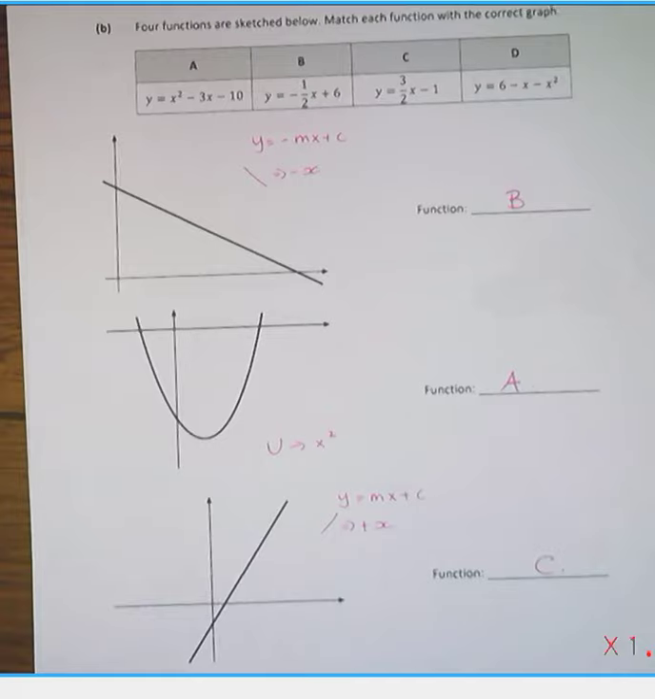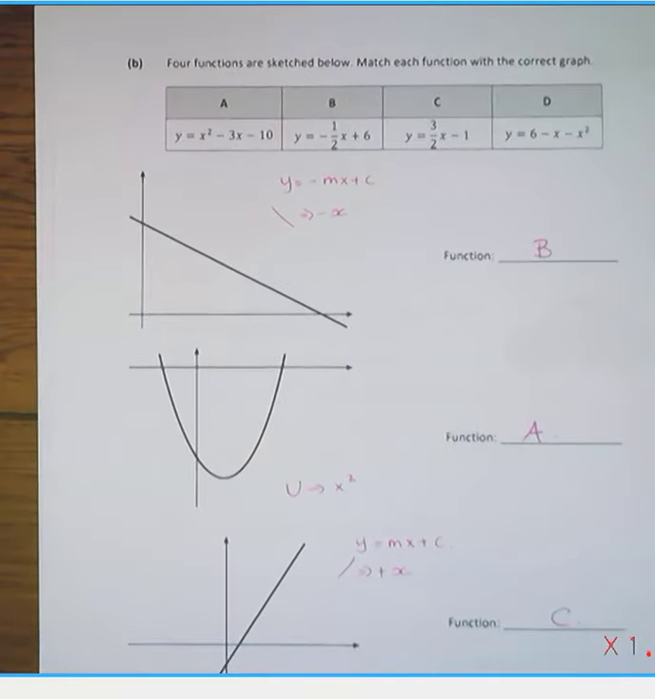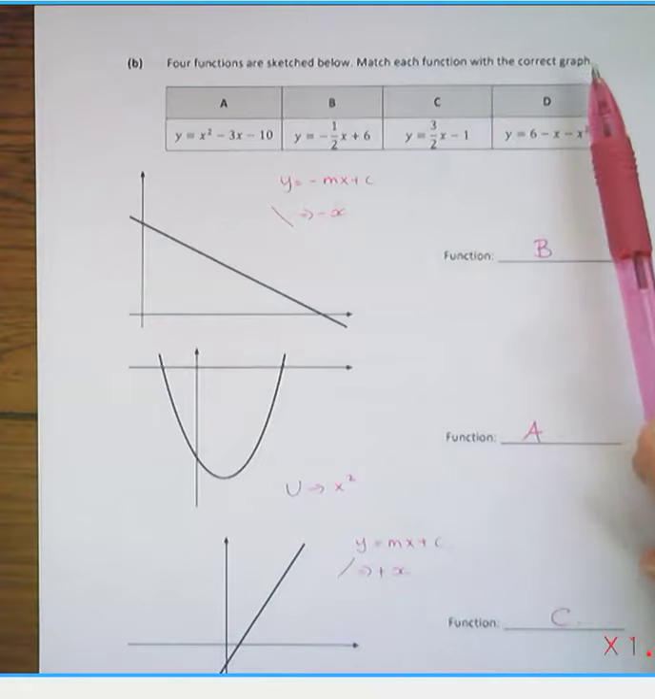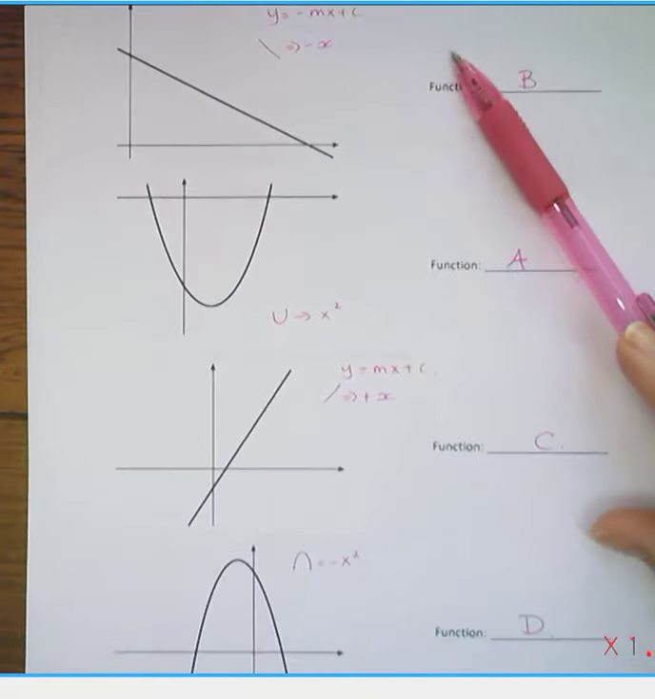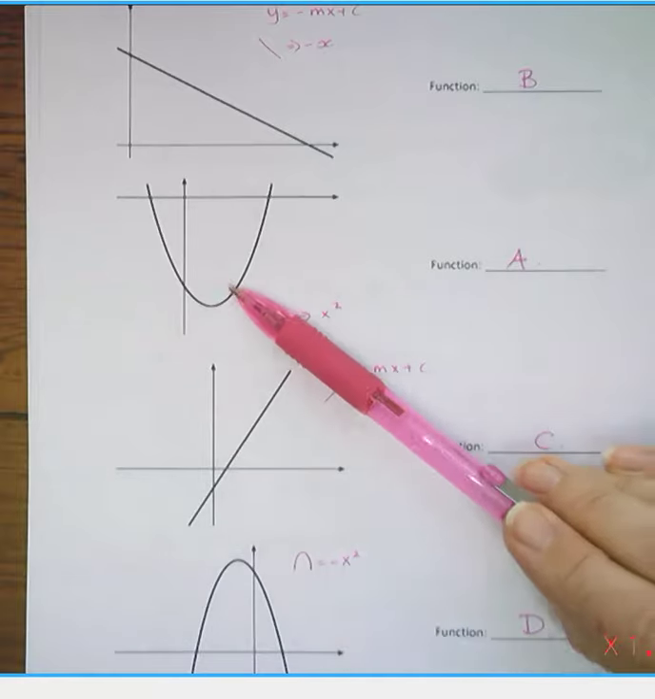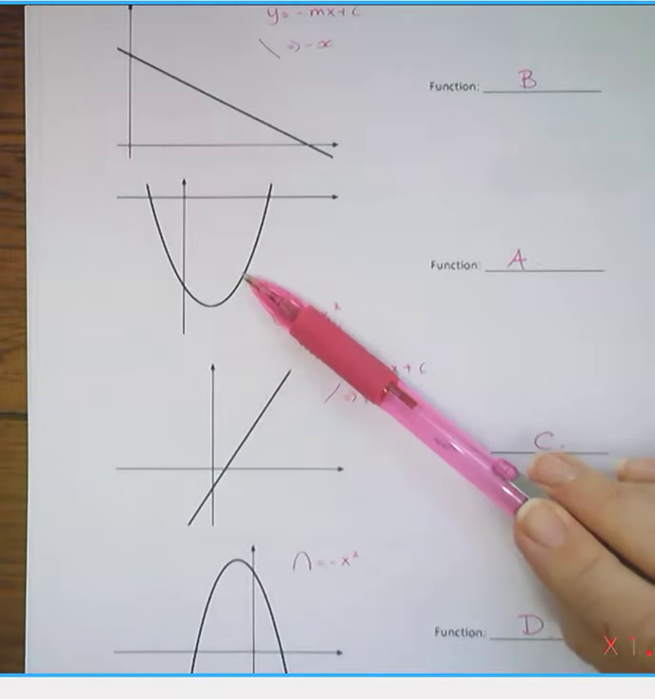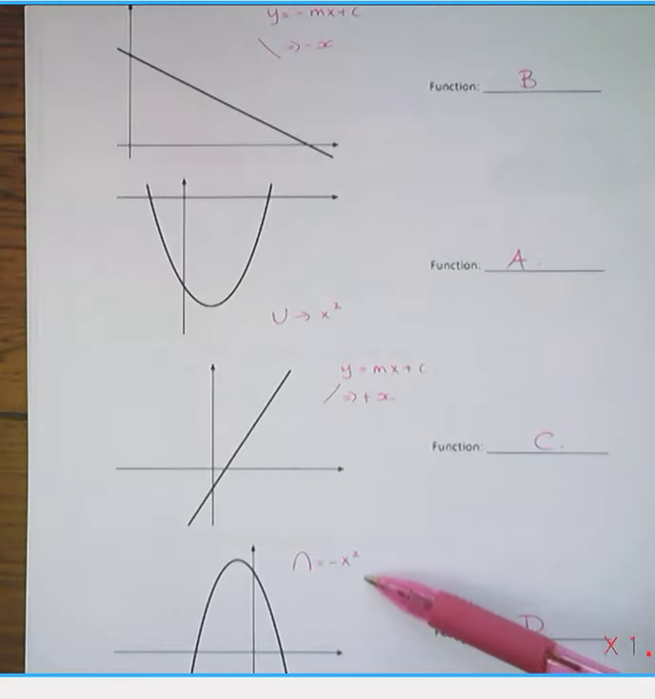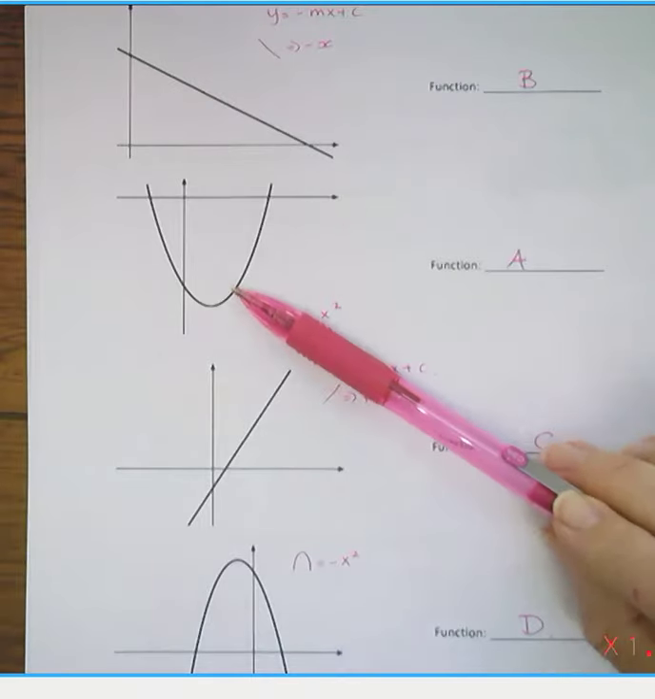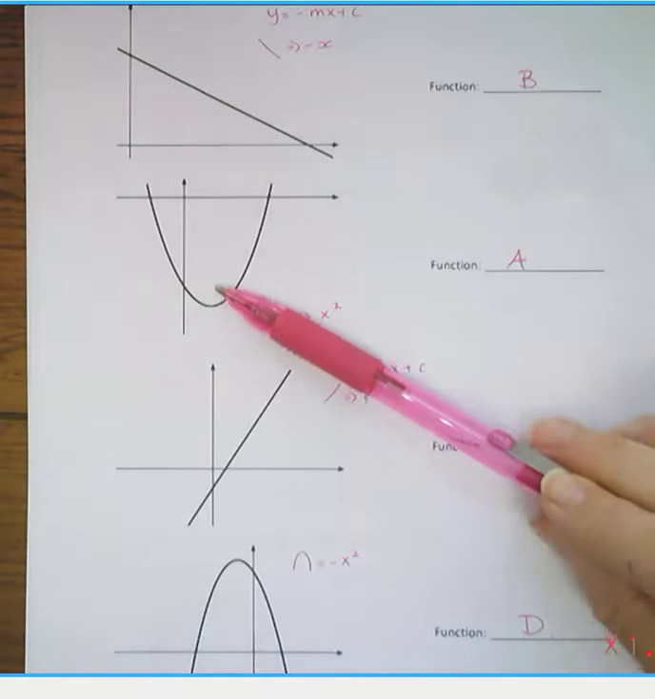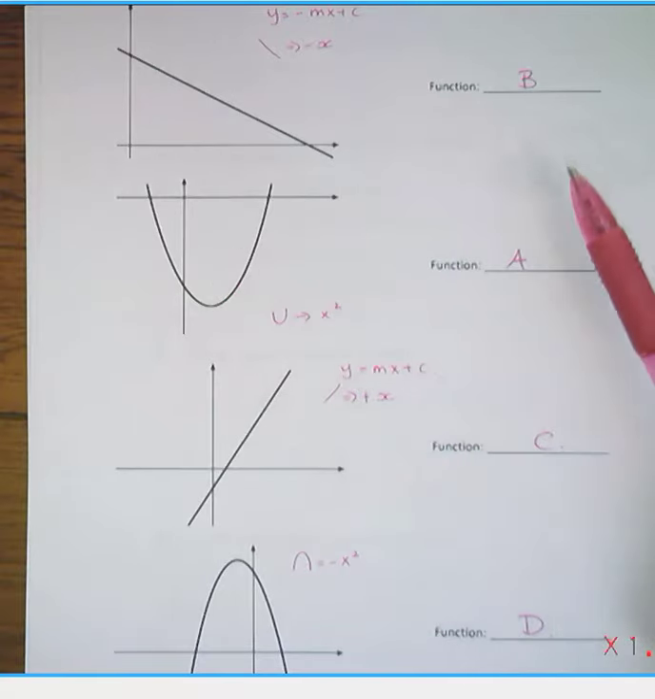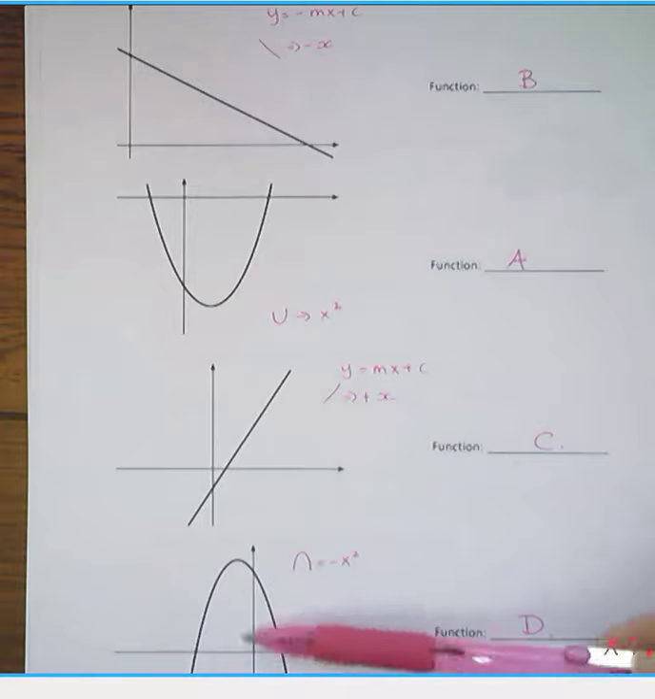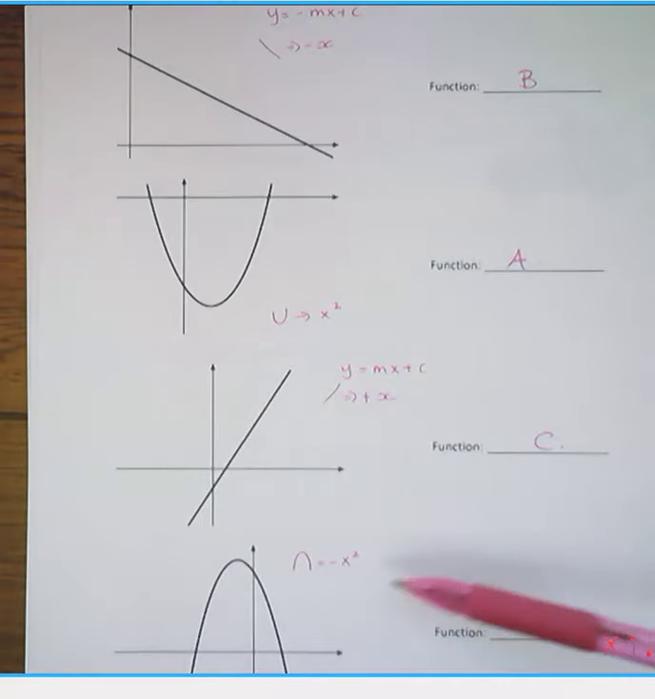For part B of question 5, they had given us 4 functions. It said they were sketched, and we had to match each function with its graph. So if we look at the 4 pictures, this is a smile, this is a frown. This is a smile, so I know the function has to be a positive x squared. If it's a frown, I know it has to be a minus x squared. So in terms of the functions they had given me, A was an x squared function, so I know this graph has to be function A. D was a minus x squared function, so I know that one had to be the D.